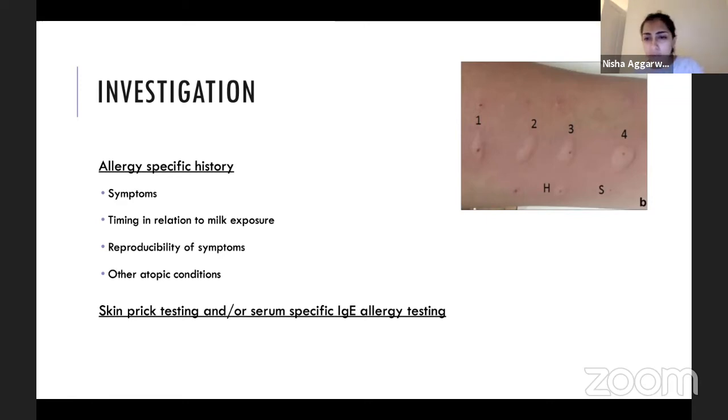You can do serum specific IgE testing, so that's a blood sample, but the results don't come back from that for weeks, and it's generally a bit less available, and so we prefer skin prick testing generally.